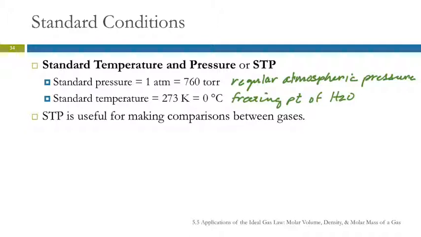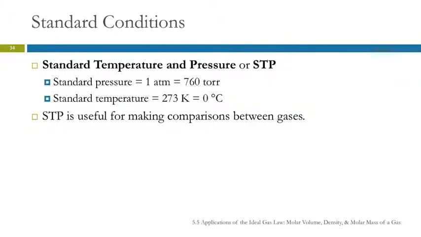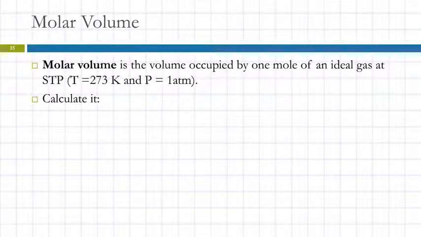STP is useful for making comparisons between gases, because as you've seen, there's a bunch of variables here. So how do you compare this gas to this other gas when all these other things are different? So we choose to compare them at STP. So we can calculate the volume of 1 mole of gas at STP. That's called the molar volume.